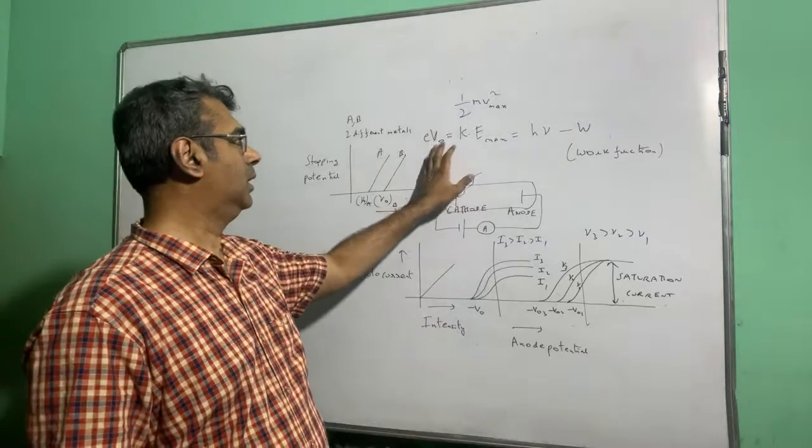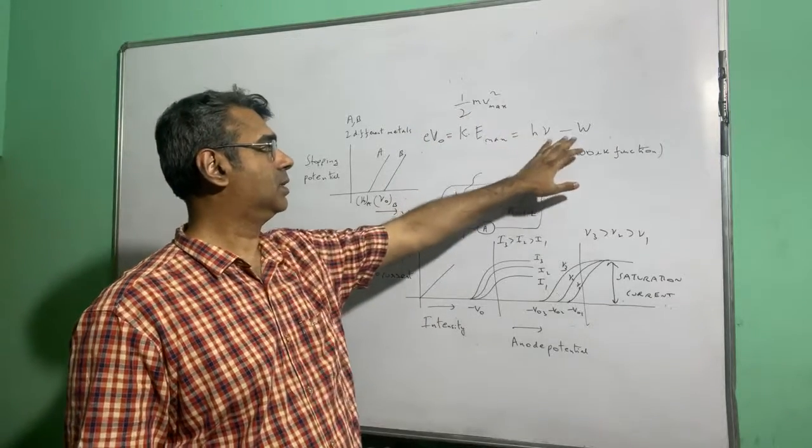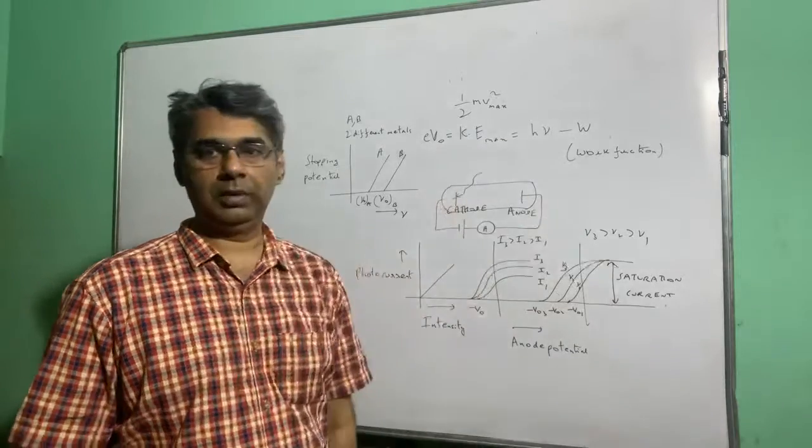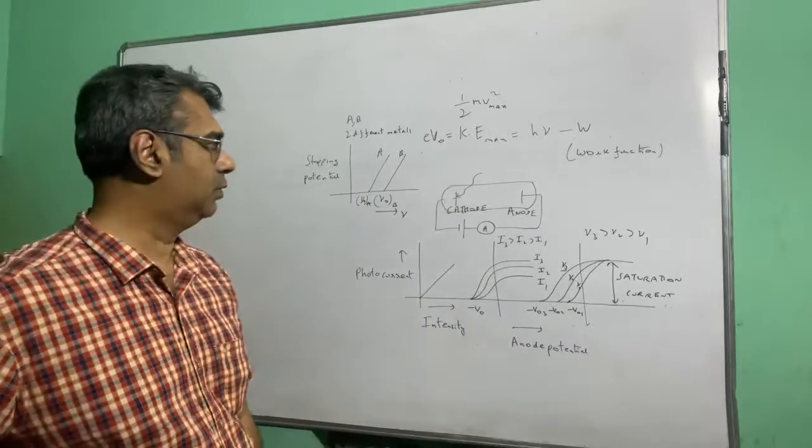So this is the formula. EV0 is half mv square max is h into nu minus the work function. This is the formula which completely explains the photoelectric effect.